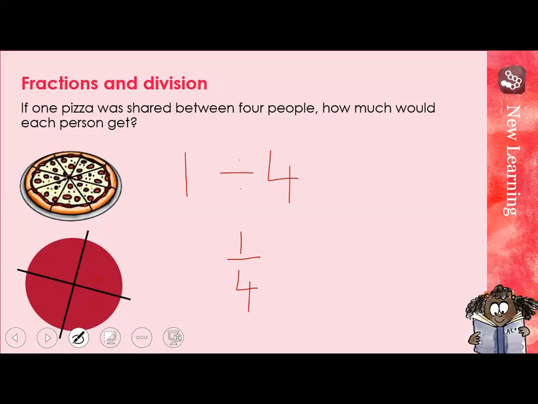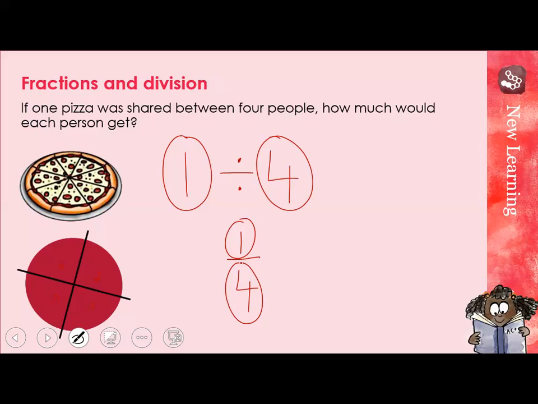I can see quarters over here, kind of 1, 2, 3, 4. Now, let's stop and think about this for a second. What is the relationship between these two things? I have 1 divided by 4, and I have 1 quarter. Well, of course, you should be able to identify that the number that I am starting with is the same as my numerator, and the divisor, the number I'm dividing by, is the same as my denominator.